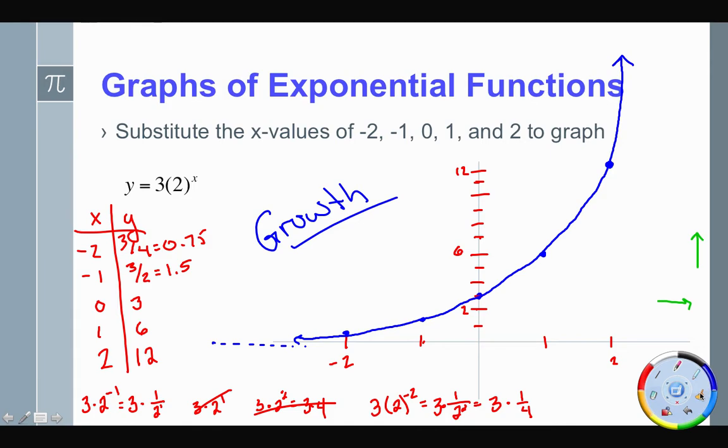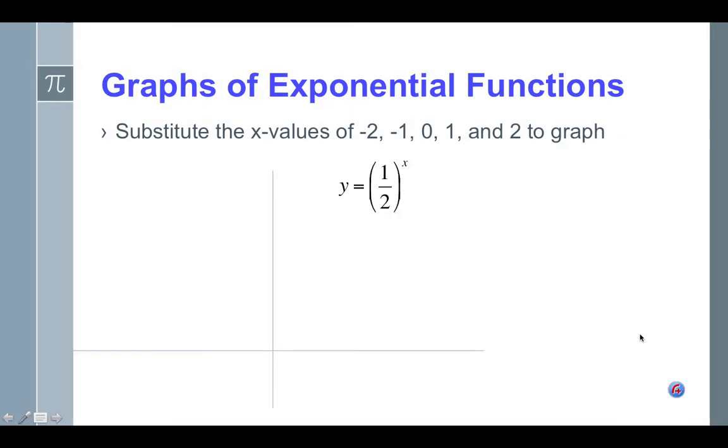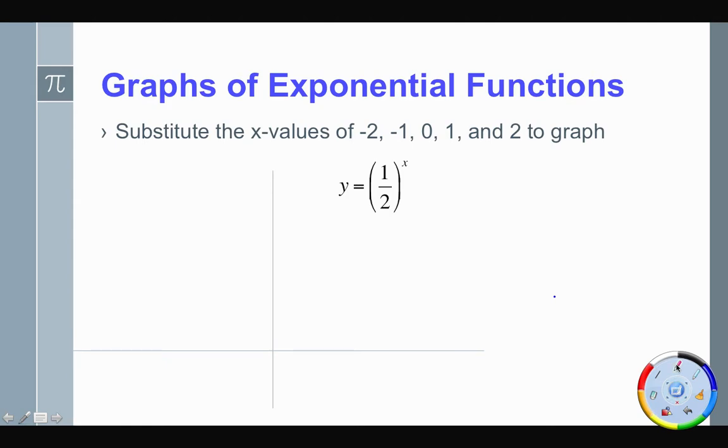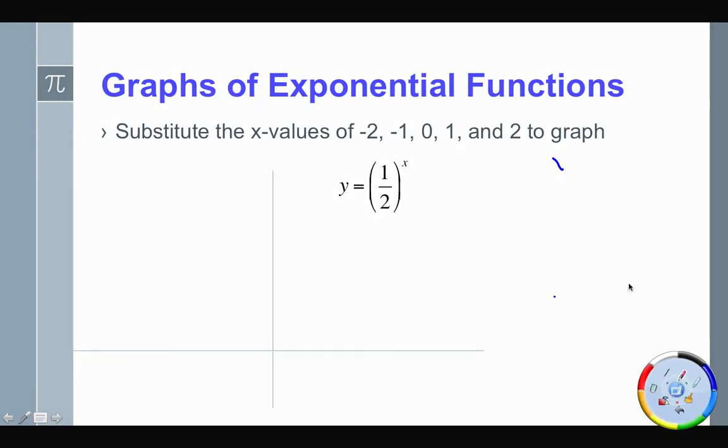All right, that example out of the way, let's take a look at another one. This one, again, is from the last video as well. And in this particular case, we have the decay model of y equals 1/2 to the power of x. We're going to do the same idea. We're going to get a table of values so we can plug numbers in. So we get -2, -1, 0, 1, and 2.